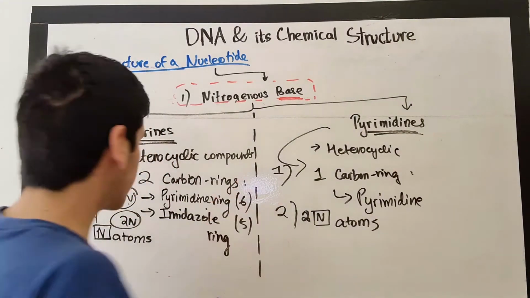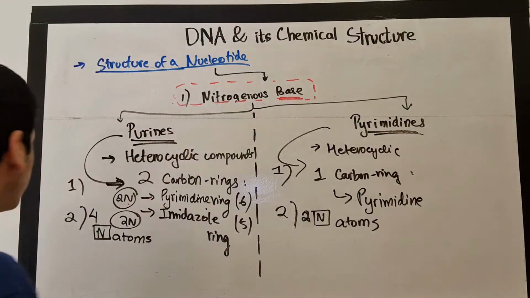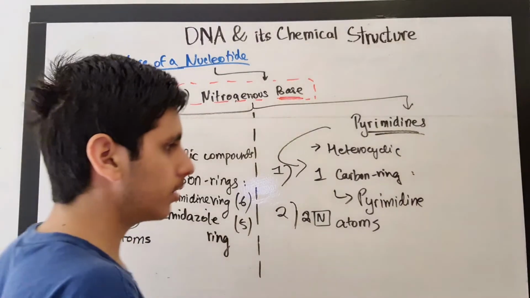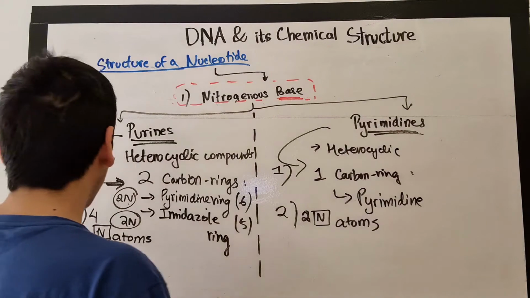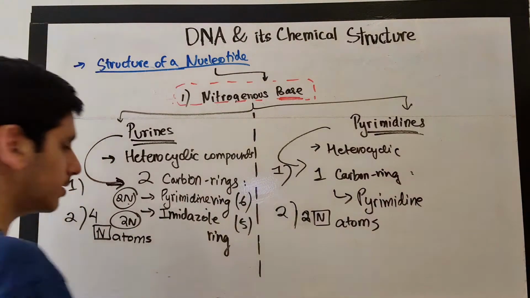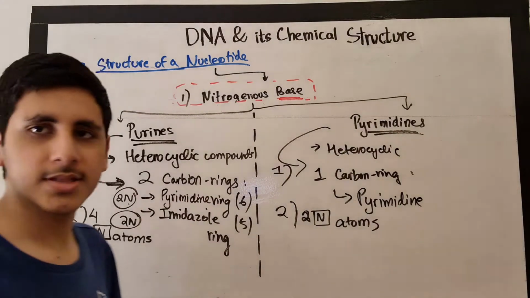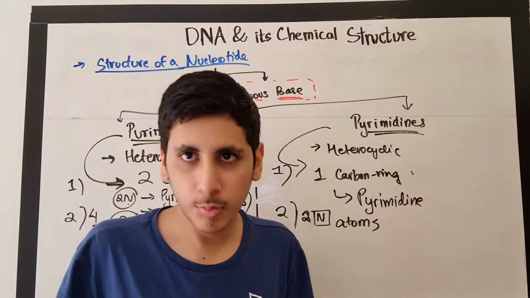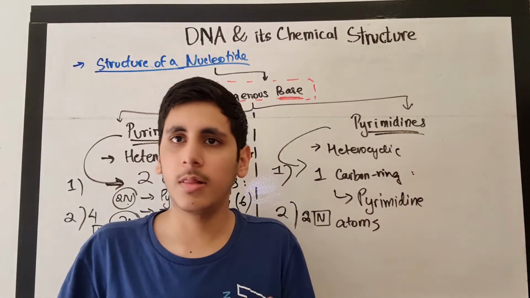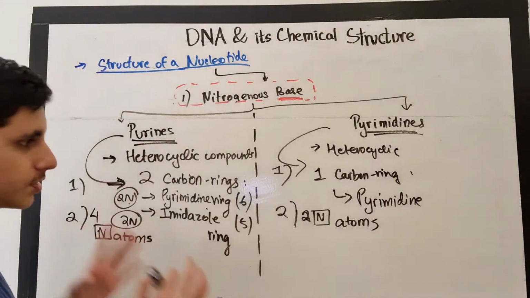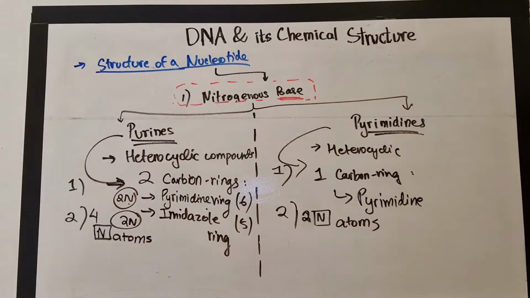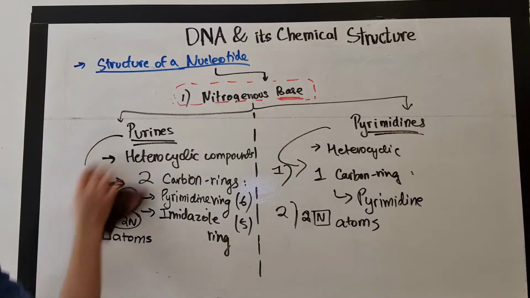The first difference is actually easier, because you just have to note that if there's a 1 carbon ring compound, it's a pyrimidine, and if it's 2, it's a purine. There are many other differences, such as the boiling point, the melting point, how they bond, and all of that. But we'll not go more into that because these are just the starting differences.